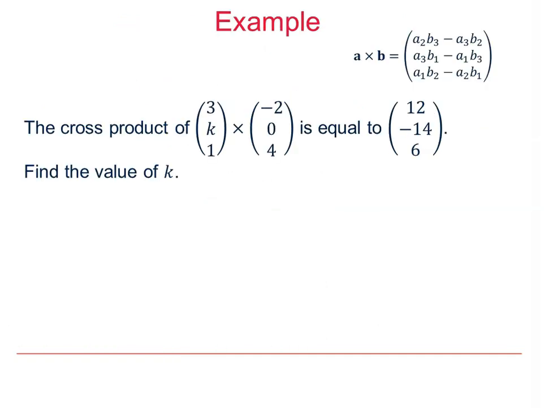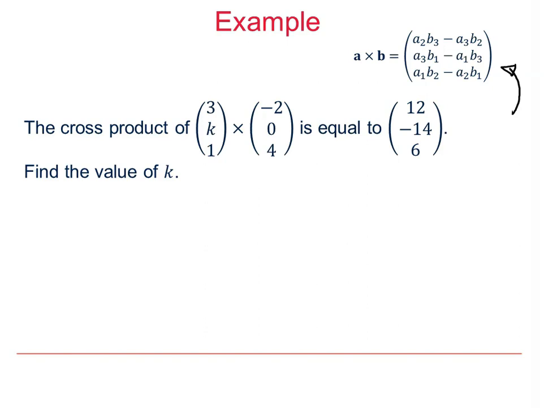Well, sometimes the questions are not just as simple as calculating the value, but they give you a missing component, as in this one. It says the cross product of (3, k, 1) with (negative 2, 0, 4) is equal to (12, negative 14, 6), and we're asked to find the value of k. So this is just really being able to use this expression that you're given, remember.